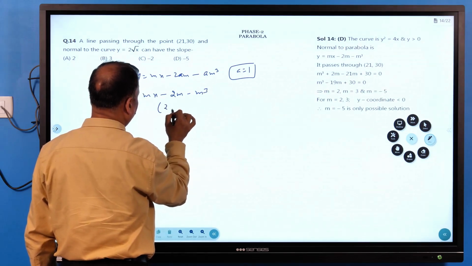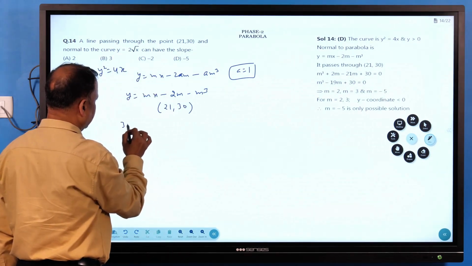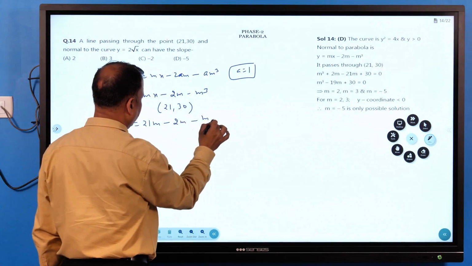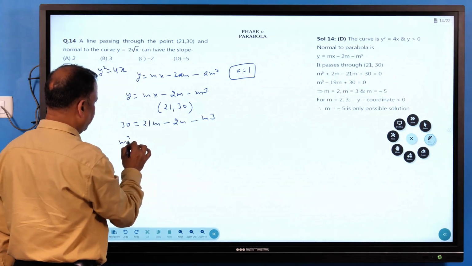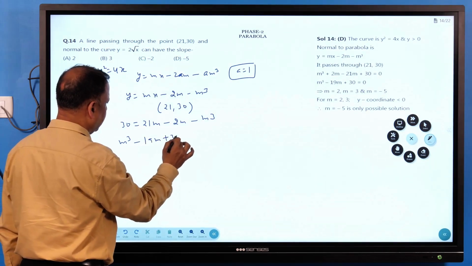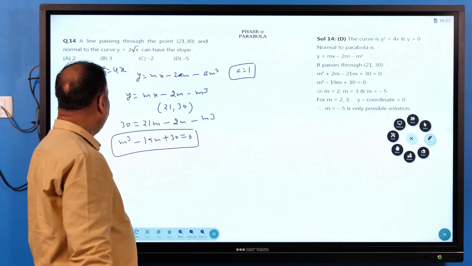Now it is passing through (21, 30). So if it is passing through this, 30 is equal to 21m minus 2m minus m cube. Transfer this term. So m cube minus 19m plus 30 is equal to 0. Now we have to find the roots of this.